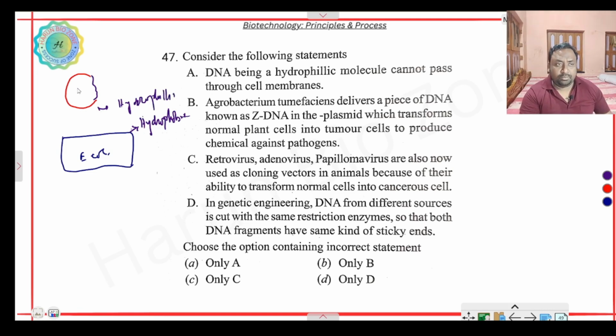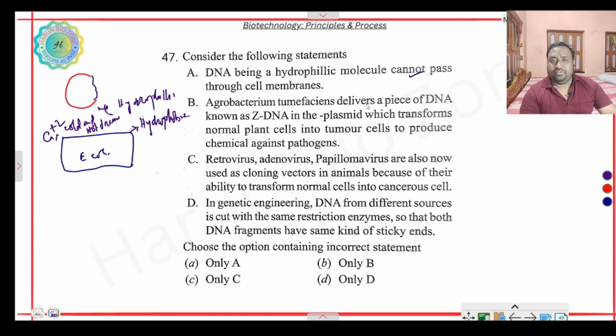So this recombinant DNA does not enter into the host cell easily. So first use calcium divalent ion, then cold and hot treatment. DNA, being a hydrophilic molecule, cannot pass through the cell membrane because DNA is hydrophilic and the cell membrane is hydrophobic. So this is the correct option.